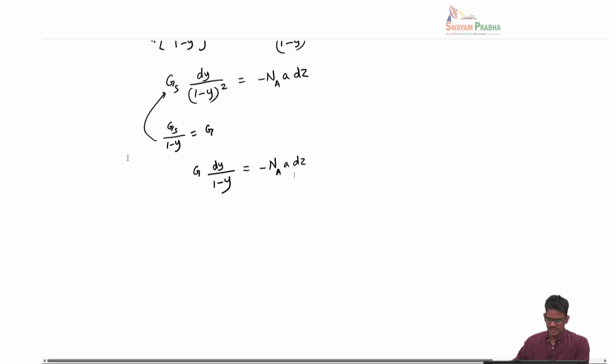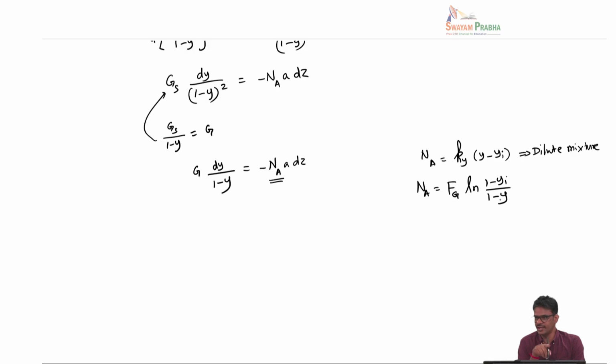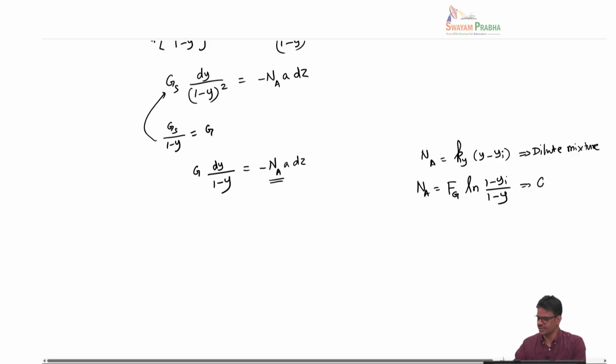Okay, so then the next task is to write the expression for NA. So mass transfer rate NA we generally write as something like ky times y minus yi, especially if it is a dilute mixture, but this is not a dilute mixture. Okay, it is a concentrated mixture. So for a concentrated mixture we have to use the F type mass transfer coefficient, Fg times ln of 1 minus yi by 1 minus y. Again you have to refer back to the lectures on interface mass transfer and mass transfer coefficient, where I have shown the expression for dilute mixtures and concentrated mixtures.